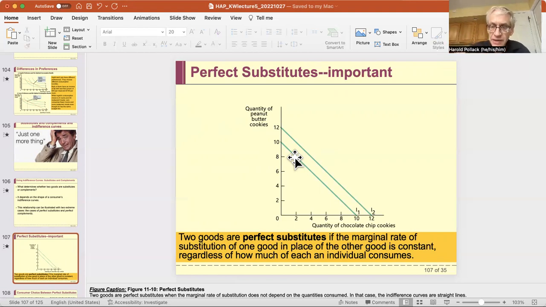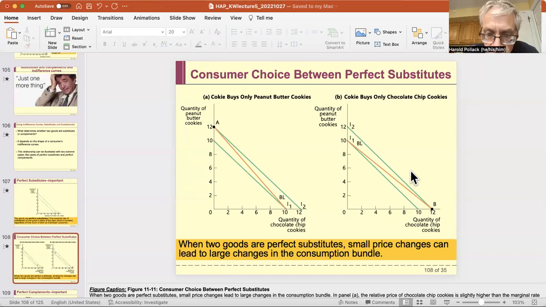You could imagine that I had a straight line indifference curve, but it reflected the different size of the cookies. So I needed 2 of the smaller cookies to match 1 of the bigger cookies, but I really don't care beyond that what the combination is of the bigger and smaller cookies. And so when two goods are perfect substitutes, one of the interesting things is that a small price change can lead to a really large change in consumption because I'm just going to buy whichever one is cheaper.